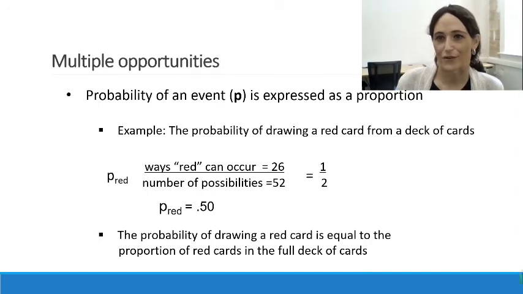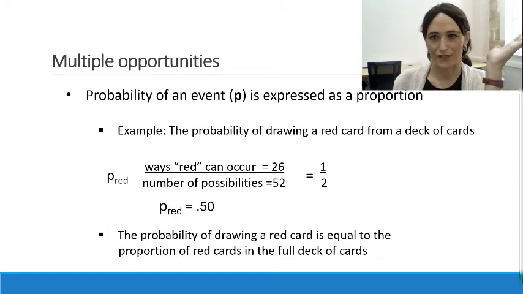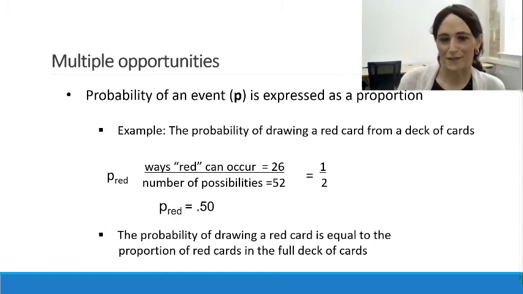Okay, so that's a fairly straightforward example. We've probably thought of coin flips in the past in terms of probability. We even use it as a way of deciding who's going to get the ball or whatever in sports. But what about when there's multiple opportunities or multiple ways in which an event can occur? We're going to use another common example here of drawing a red card from a deck of cards. So out of a deck of cards, if you haven't used a deck of cards in a while, there are 26 red cards and 26 black cards.